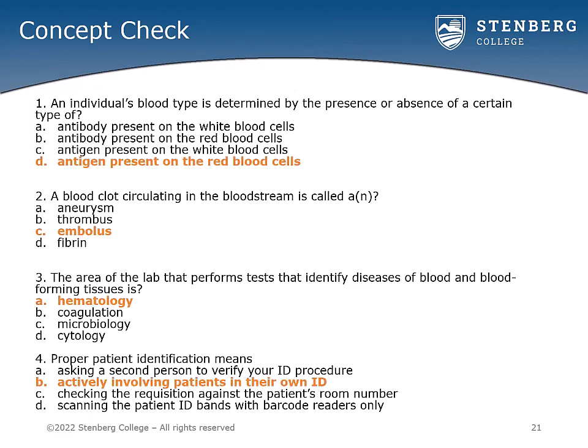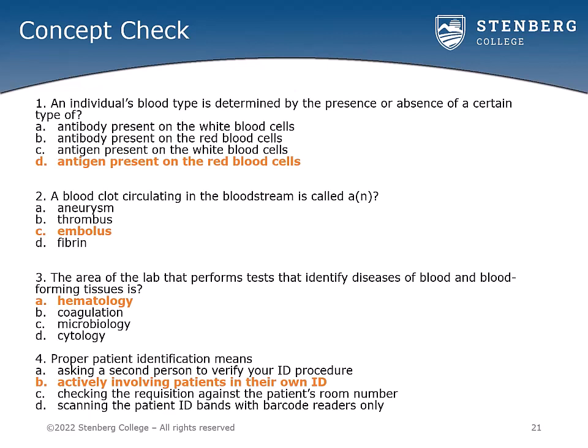The answers are 1. An individual's blood type is determined by the presence or absence of a certain type of. The answer is D. Antigen present on red blood cells. Know the difference between antigens and antibodies, and that blood group antigens are found on red blood cells, not white blood cells.